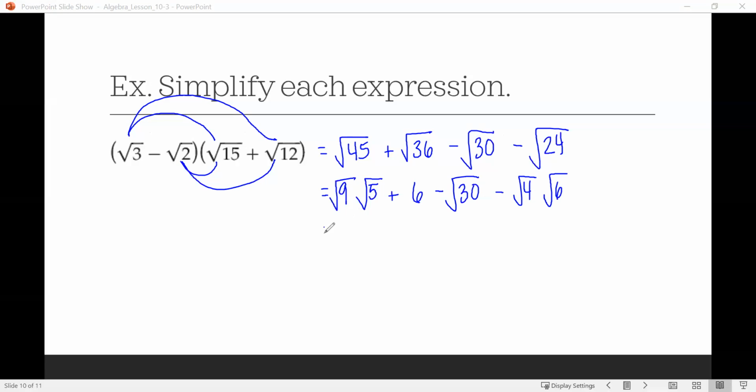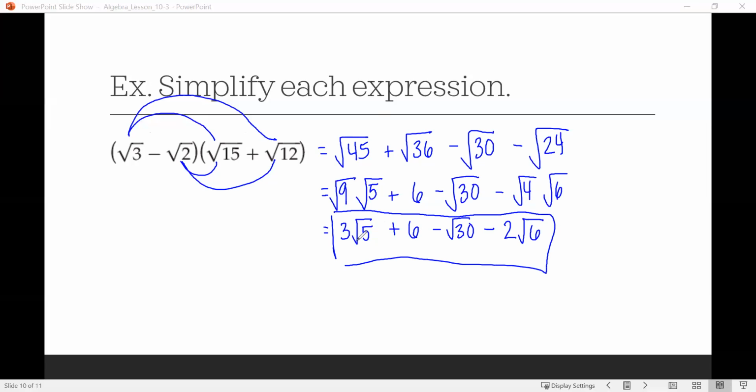So let's clean this up by simplifying a little here. Radical 9, the square root of 9 is 3. Radical 5 plus 6 minus radical 30 minus the square root of 4, which is 2, times radical 6. Now, notice I don't have any like radicands, so this is as far as I can go, okay? That's it, okay?